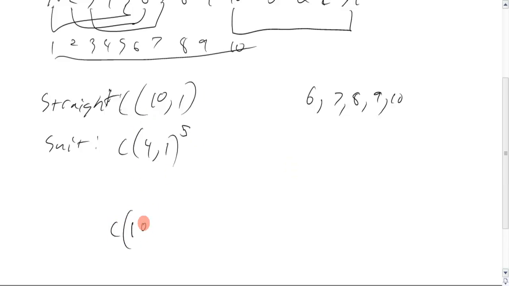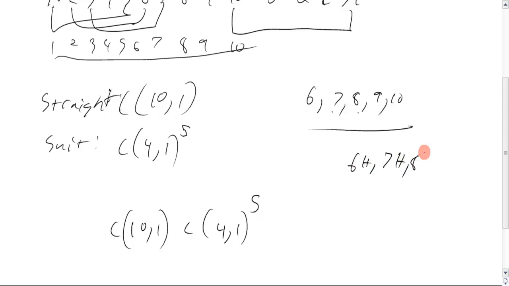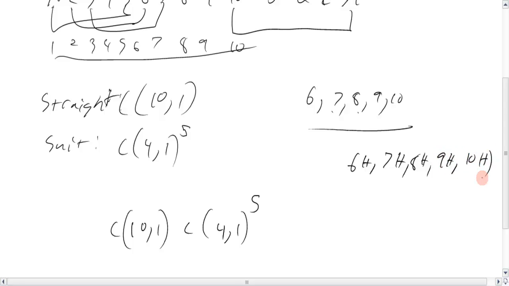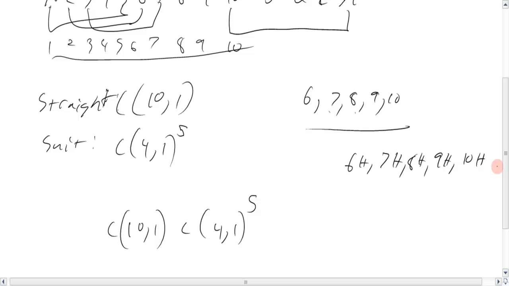We're going to have 10 choose 1, so we know the type. Then we do 4 choose 1, so now we know the suit for each of these, because we're going to do that 5 times. Is there anything else we need to know? Well, we've overcounted, because in what we've done here, we have, let's say, the 6 of hearts, 7 of hearts, 8 of hearts. We have the case where they're all the same suit. So now what we need to do is take away those extras.